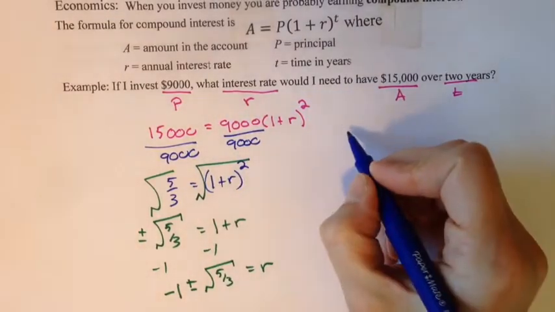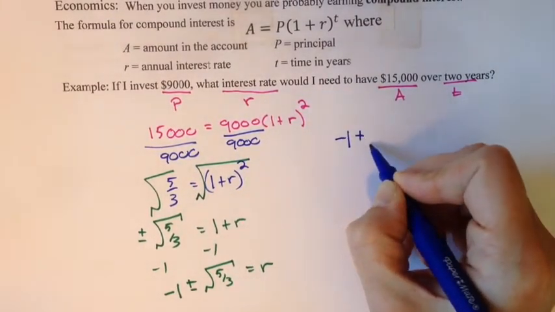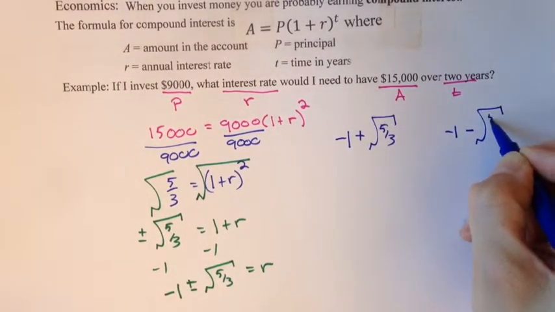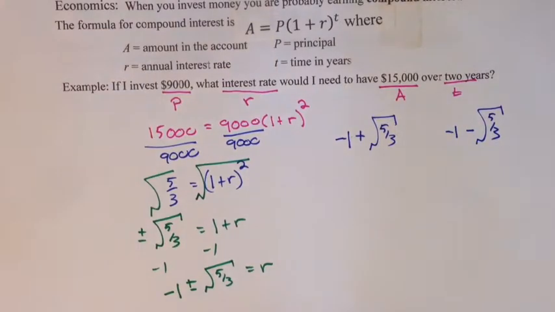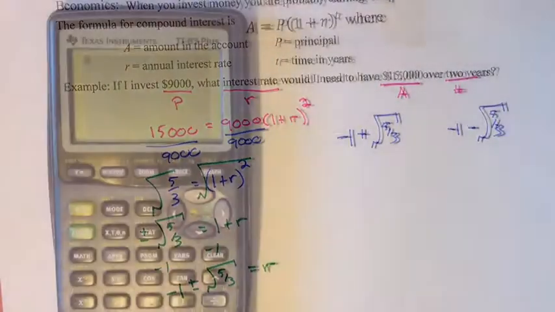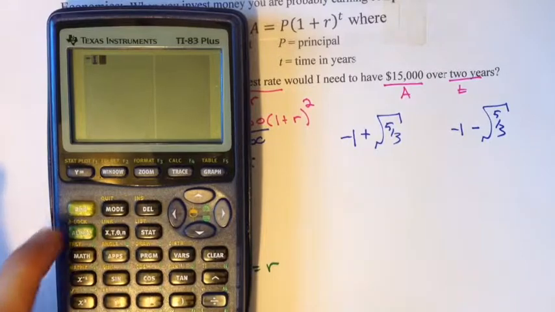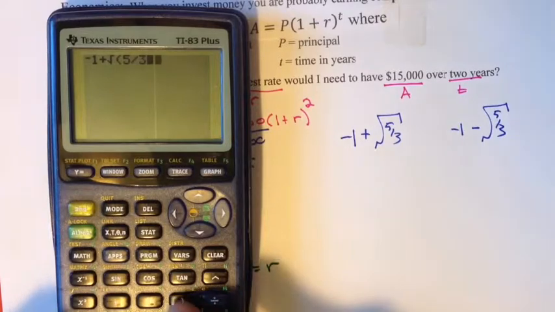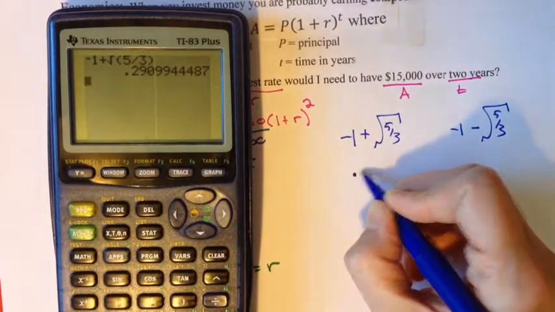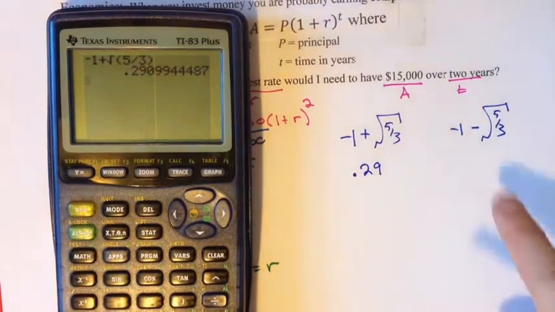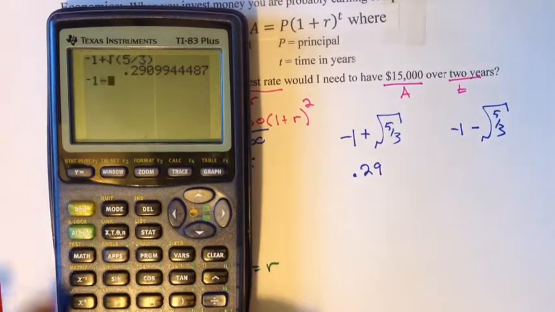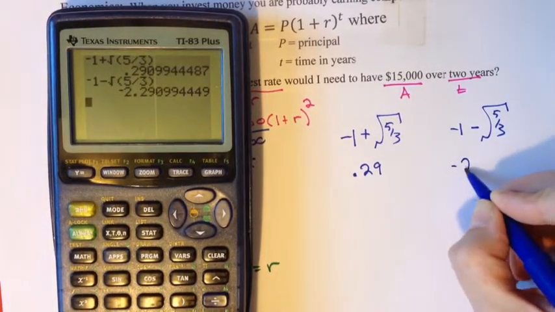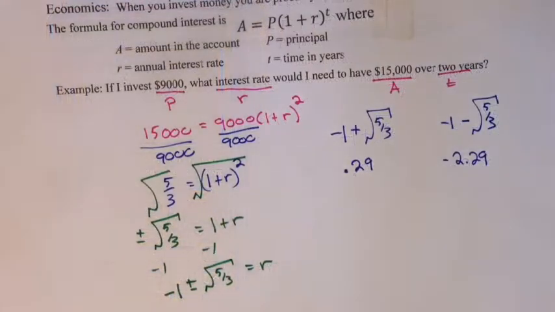Let's go ahead and write down what the two possibilities are. -1 plus the square root of 5/3 and -1 minus the square root of 5/3. We'll go ahead, grab a calculator, and plug that in. I'll start with -1 plus the square root of 5/3. And that gives me about 0.29. Now I'll go on to my other one, -1 minus the square root of 5/3, which gives me -2.29.